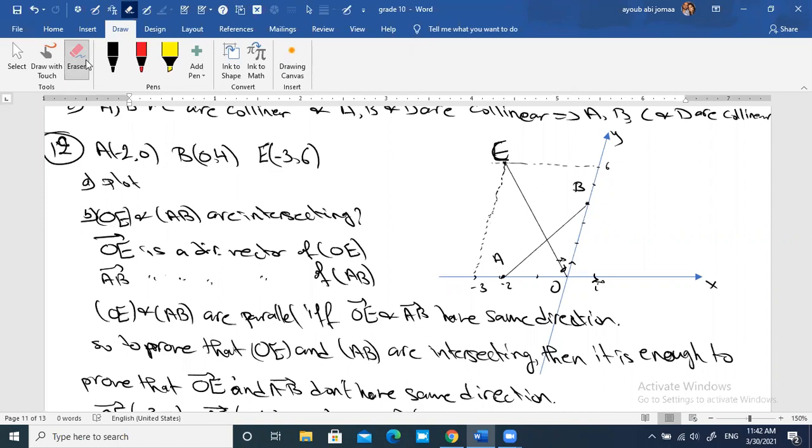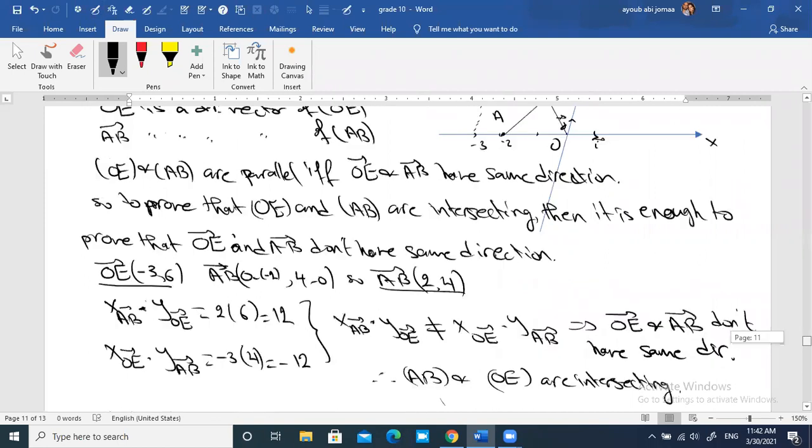Second part, we had to prove that OE and AB are intersecting lines. In order to prove that these two lines are intersecting, you have to prove that the direction vectors of these two lines don't have the same direction. So to prove that OE and AB are intersecting, it's enough to prove that they don't have the same direction. Okay.